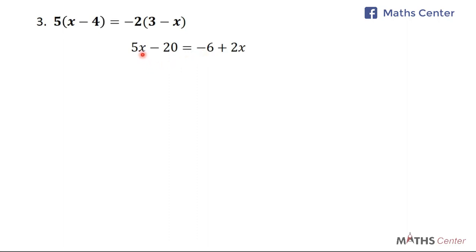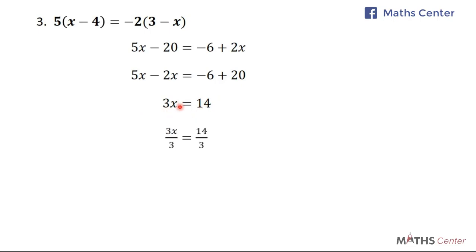So once again, I'll keep my 5x here. Then I'll take 2x from this side and bring it here. It's crossing the equal to sign, so it becomes minus 2x. I'll keep negative 6 here. 20 is negative, when it crosses it becomes positive, so plus 20. 5x minus 2x from algebra, we know that that is 3x. Minus 6 plus 20 will give us 14.